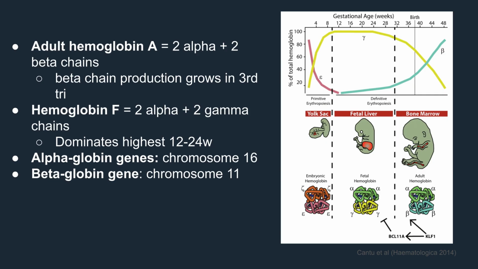You should memorize this hemoglobin structure. Adult hemoglobin A is 2 alpha plus 2 beta. Beta chain production grows in the third trimester. Fetal hemoglobin is 2 alpha plus 2 gamma. Production dominates in the 12 to 24th weeks. The alpha globin genes live on chromosome 16. Beta globin lives on chromosome 11. I remember this by thinking the alpha letter looks like the number 6 sideways.